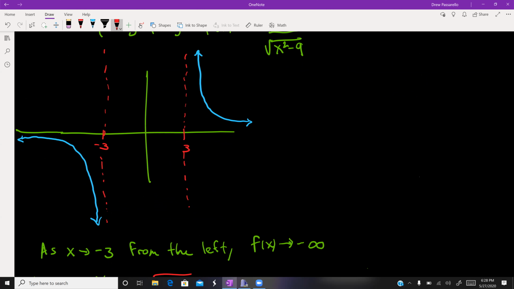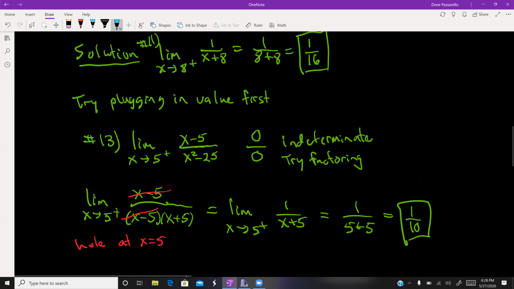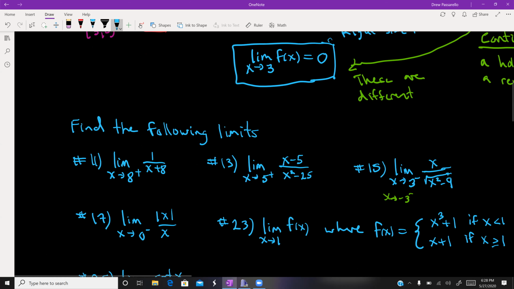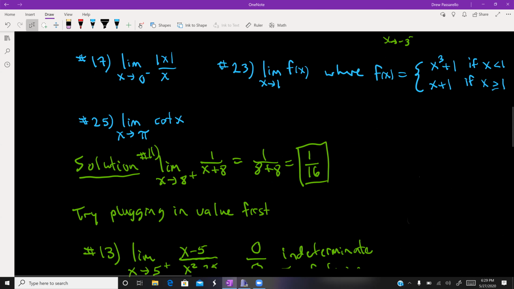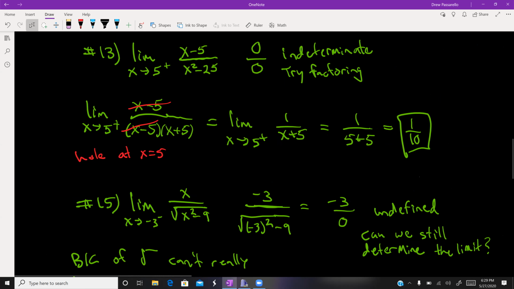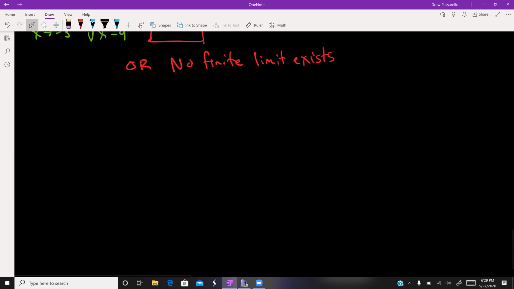Okay, so that's that one. That was number 15. Number 17 is the limit of the absolute value of x over x as x approaches 0 from the left.